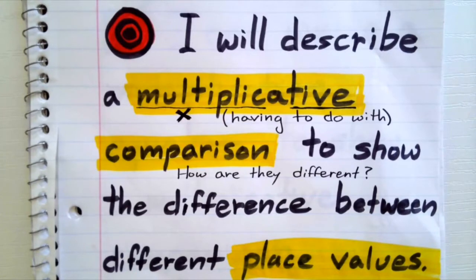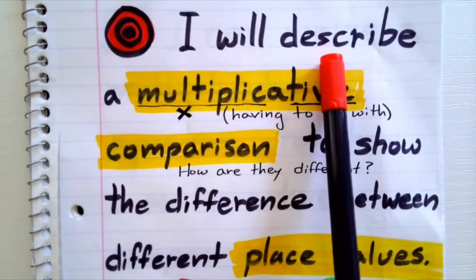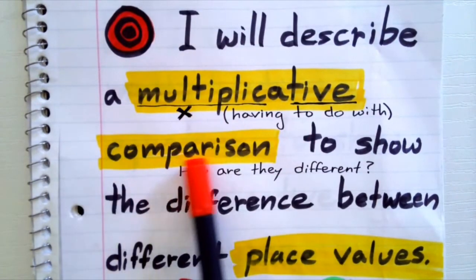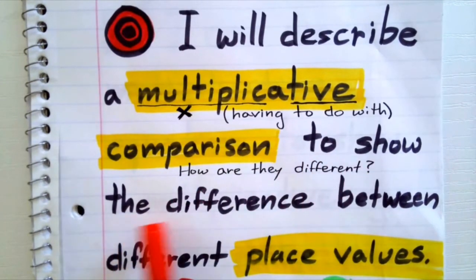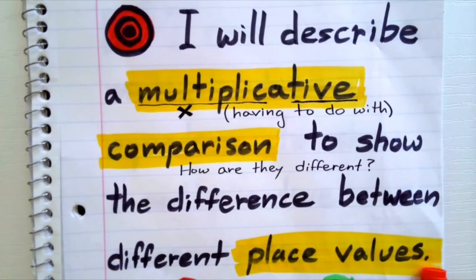Today, we are using that skill to understand place value better using multiplicative comparisons. Let's look at our learning target. Let's read our learning target together. Ready, begin. I will describe a multiplicative comparison to show the difference between different place values.